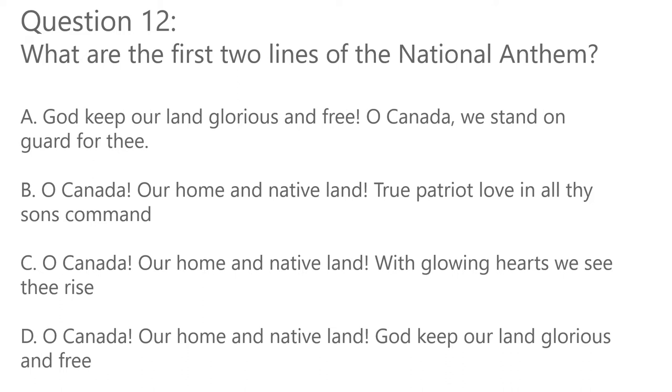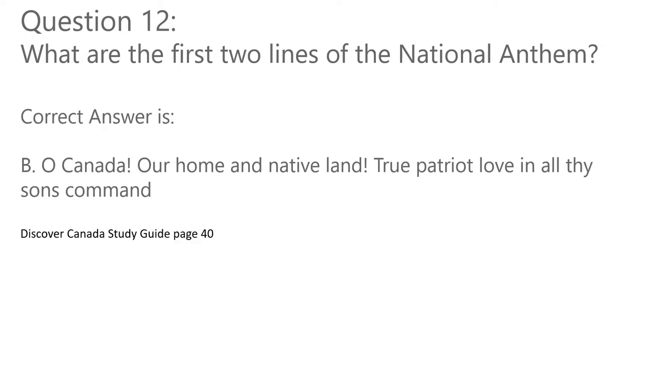Question 12. What are the first two lines of the national anthem? A. God keep our land glorious and free. O Canada, we stand on guard for thee. B. O Canada, our home and native land. True patriot love in all thy sons command. C. O Canada, our home and native land. With glowing hearts we see thee rise. D. O Canada, our home and native land. God keep our land glorious and free. Correct answer is B. O Canada, our home and native land. True patriot love in all thy sons command. Discover Canada Study Guide, page 40.